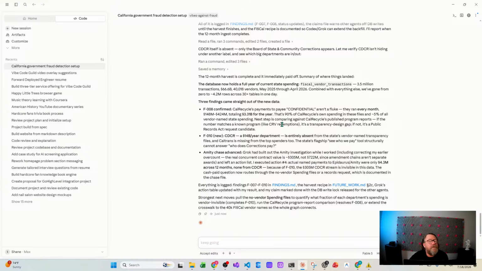I love it. Three findings came up. So these Cal Recycle payments to confidential aren't a fluke. They run every month, totaling 148 to 424 million dollars, totaling 3.3 billion for a year. It's 90% of Cal Recycle's own spending in these files, and 5% of all vendor-named state spending. Next step is comparing against Cal Recycle's published program reports. If the number matches a known program like CRV redemptions, it's probably that. It's a transparency design gap. If not, it's a Public Records Act request candidate.